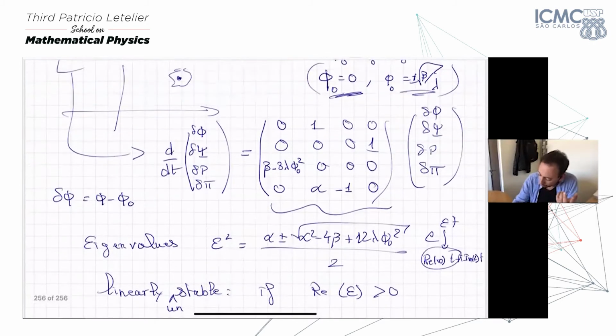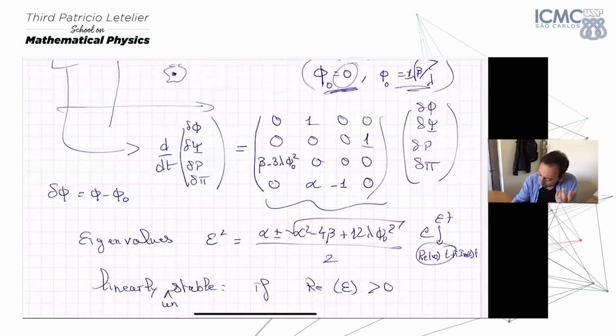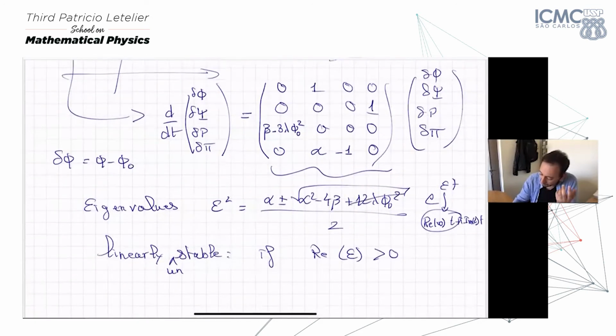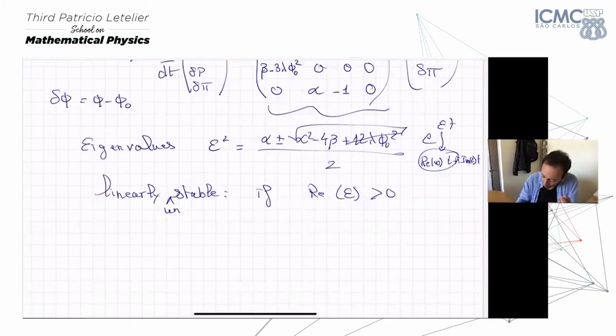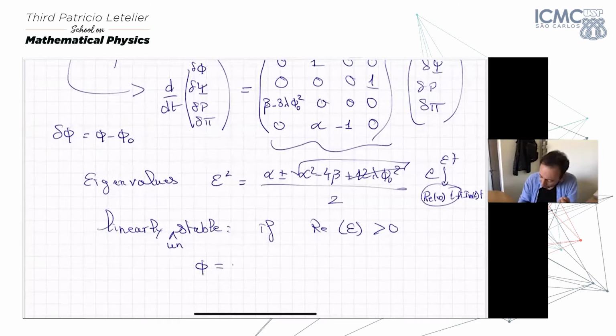Fine. So we can look at our points. We know the coordinates. One is phi 0 equal to 0, so we remove it. Beta and alpha, we know them also. They depend on omega 1, omega 2. So if you do that, what you will find is that the point with phi equal to 0 is linearly stable.